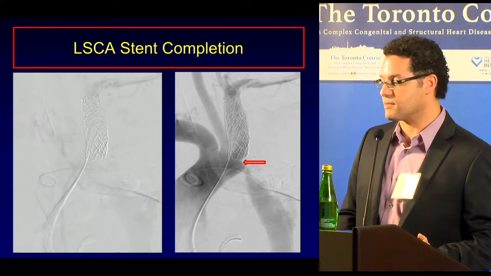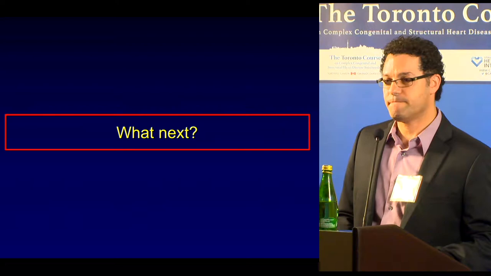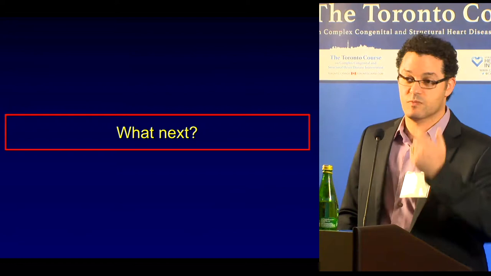So what next? How about any other, Lee, now do you have any ideas? Well, I guess you want to deal with the coarct somehow. But I don't like the proximal end of the subclavian because that's going to interfere with your stent.